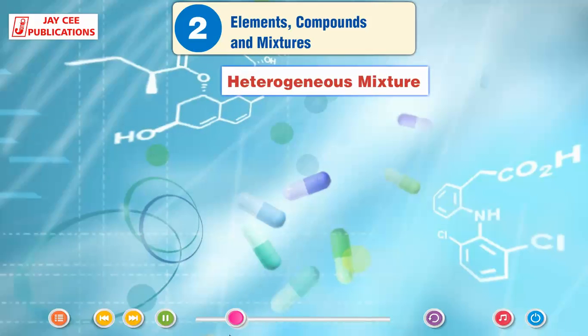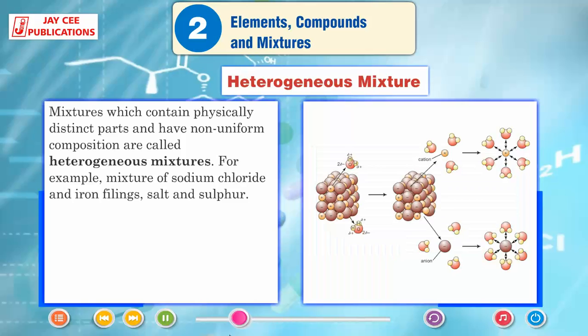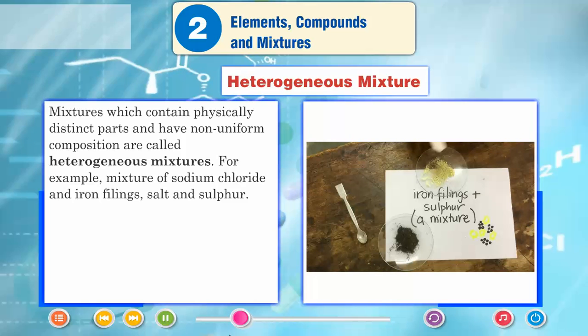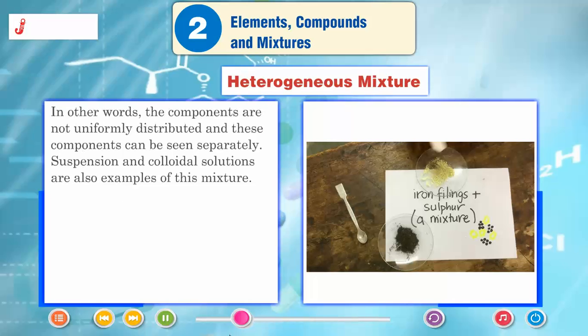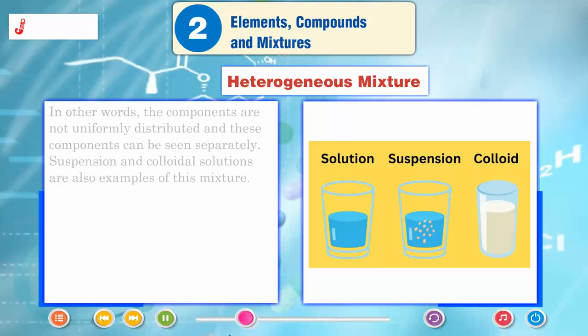Heterogeneous mixture. Mixtures which contain physically distinct parts and have non-uniform composition are called heterogeneous mixtures. For example, mixture of sodium chloride and iron filings, salt and sulfur. In other words, the components are not uniformly distributed and these components can be seen separately. Suspension and colloidal solutions are also examples of this mixture.